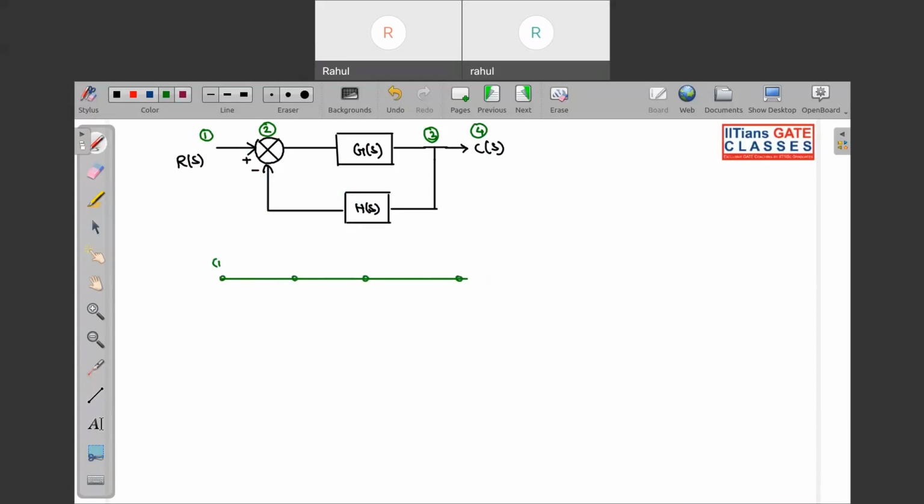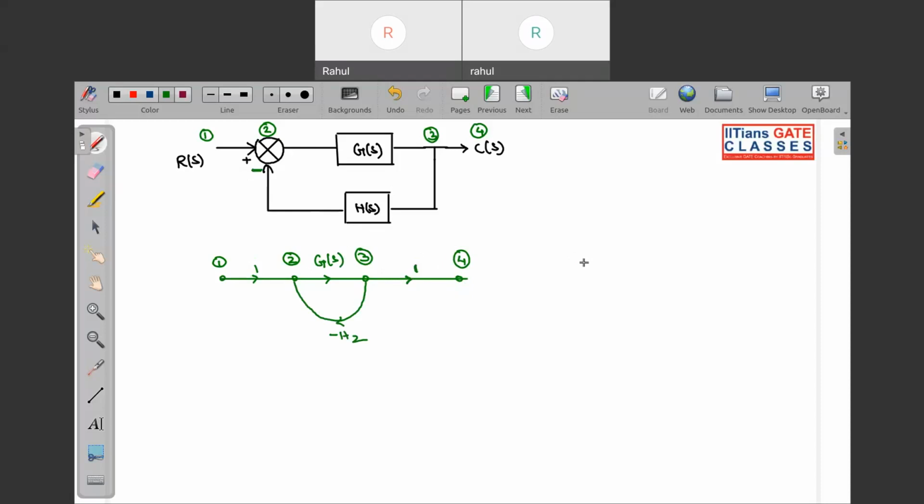Okay, so if I take the first, second, third, fourth node over here, in between 2 and 3 I have a forward path gain, and that is G of s. From 3 to 2 I have a feedback path having gain minus H2. Why minus H2? Because H2 is in this, and over here we have minus, so that is why minus H2. Now in between 1 and 2 there is nothing marked, so this will be 1. Even between 3 and 4 there is nothing marked, so this will be 1.